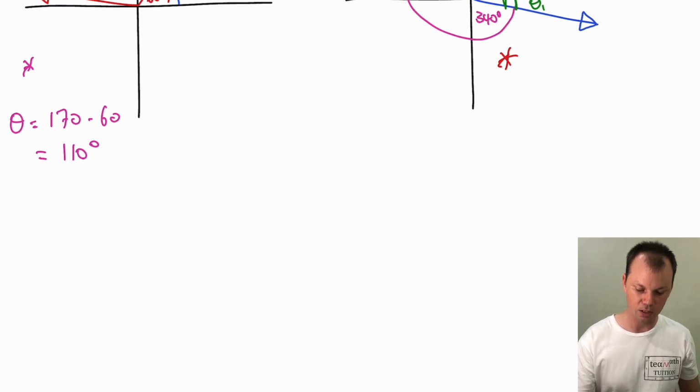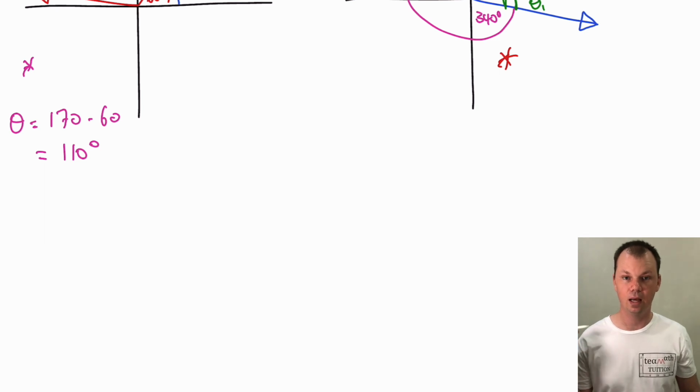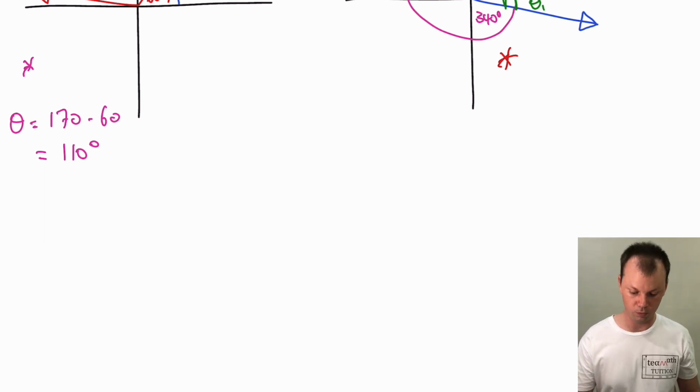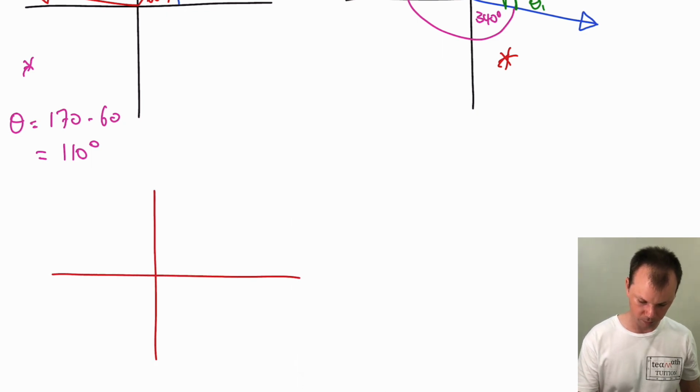Let's have a look at doing it when the vectors are given in component form. So we'll draw a diagram and draw two vectors in here.